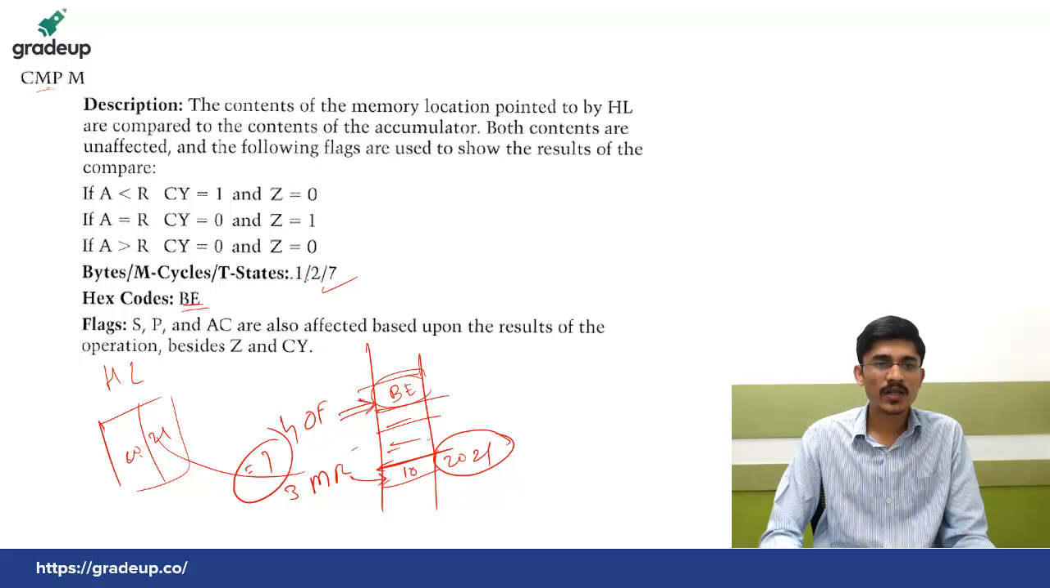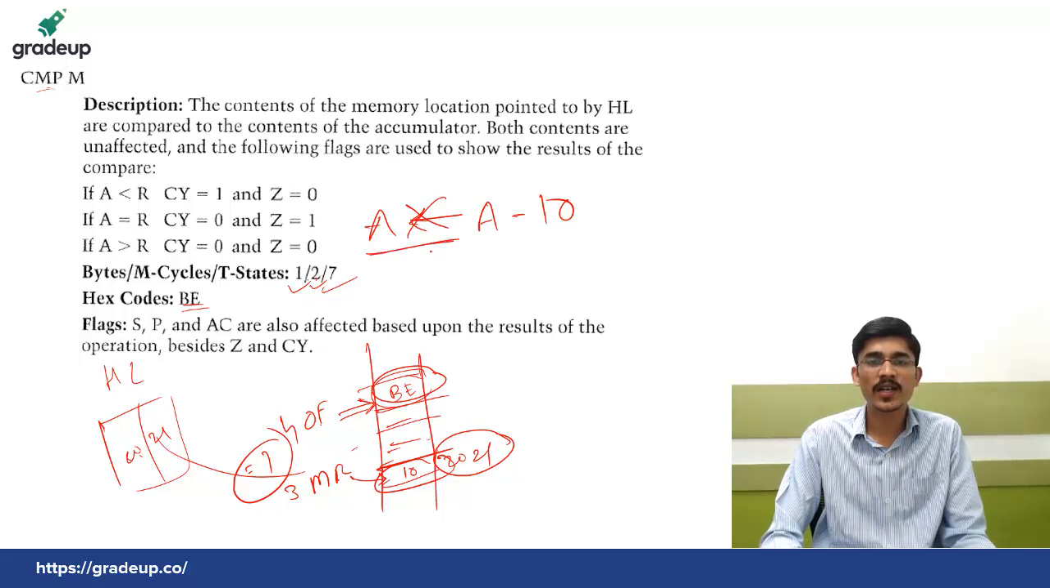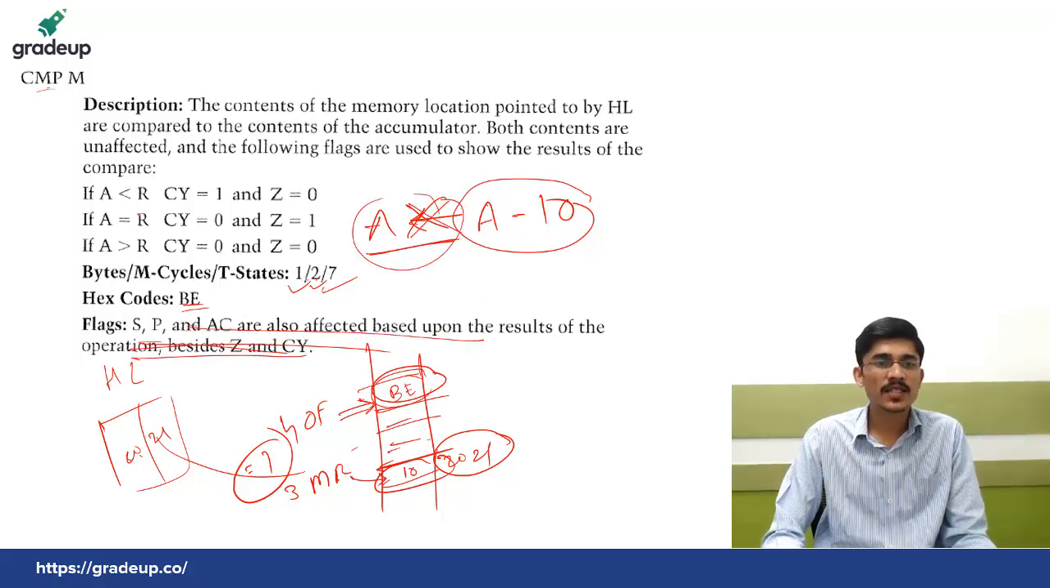It is a 1 byte instruction because only B is written, and it requires only 2 machine cycles, which are opcode fetch and memory read. So this 10 is compared with the accumulator, and the result is not stored back in the accumulator. Subtraction will happen and all the flags will be affected accordingly, but the result is not stored back. Suppose the accumulator has 5, so 5 minus 10 will be minus 5, so carry will be generated, and the zero flag will be 0.